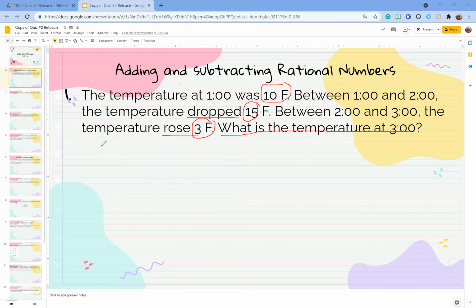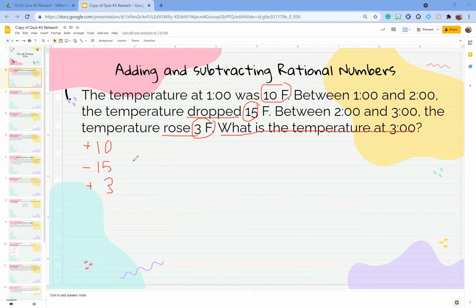So over here on the side, I'm going to go ahead and rewrite my numbers. 10 right here is going to be positive because that's what I'm starting off with. 15 is negative because that's how much it dropped. And then finally, it rose 3 degrees. So when it rises, that's going to be our positive number.